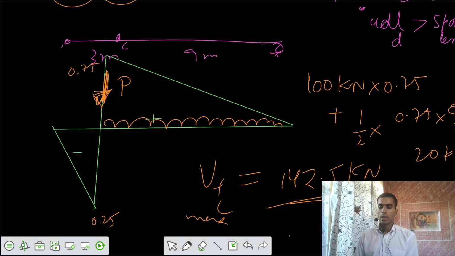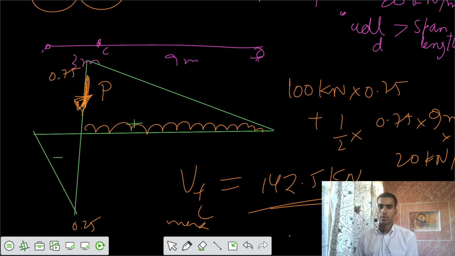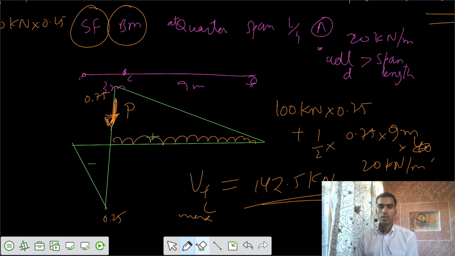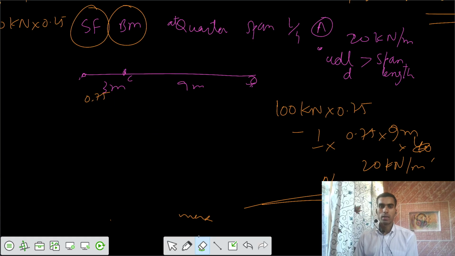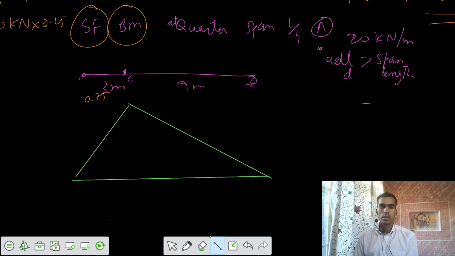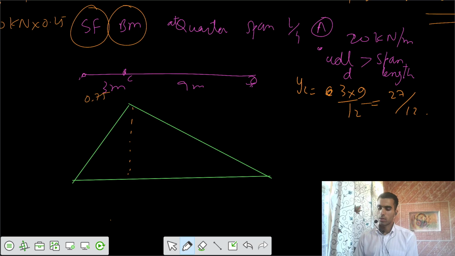Now the third is that for bending moment at C, bending moment at that quarter span. Bending moment at C, that means at the quarter span. So let's draw that ILD for BMD at C. So that would be in this fashion. I know the value of YC. Do I know the value of YC? That's AB by L, 27 by 12.